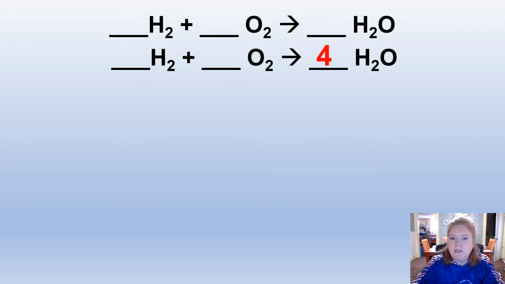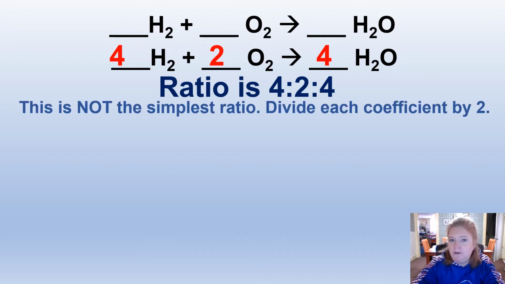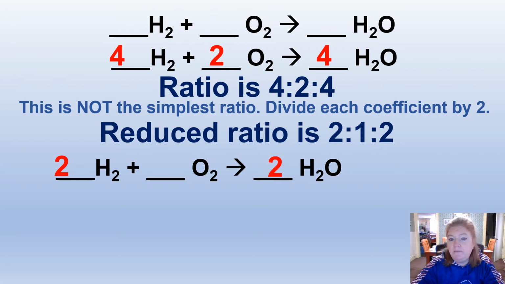All right, let's look at this equation. And if I balance it like this, the ratio for this one is 4 to 2 to 4. That is not the simplest ratio. Divide each coefficient by 2, 2 to 1 to 2. So correctly balanced, it would be this. Remember, if it stresses you out to leave a blank, you can write a 1.